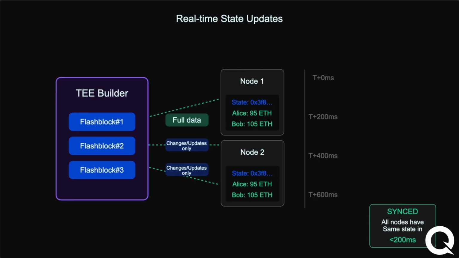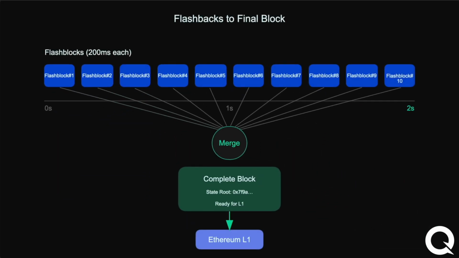After 2 seconds and 10 flash blocks, it's time for final assembly. This is where our streaming architecture becomes a permanent block record. All 10 flash blocks merge into one complete block. The system calculates the final Merkle root, the cryptographic proof encompassing all state changes. Every transaction from every flash block is now part of this unified structure.